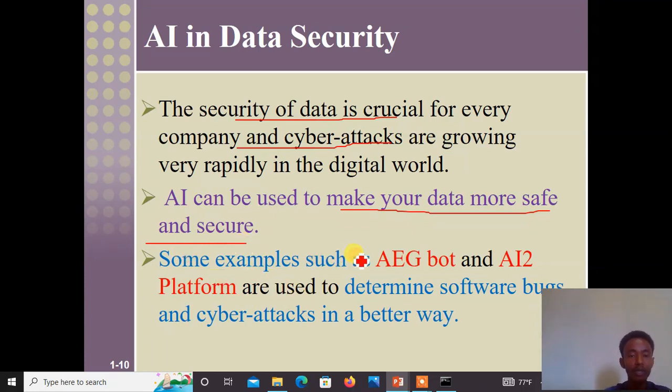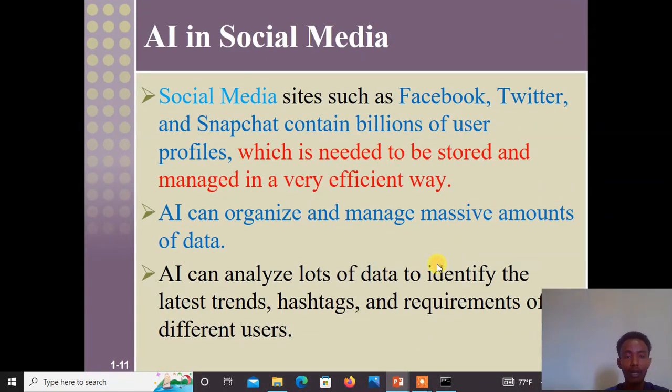Good examples of such application areas of artificial intelligence are AAG bot and also A12 platforms, which are very important to determine software bugs and for the sake of managing cyber attacks in a better way, and to determine the worst software bugs. This is the data security provided, which we said.